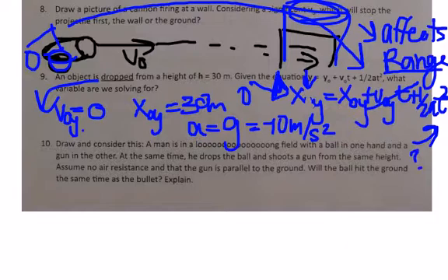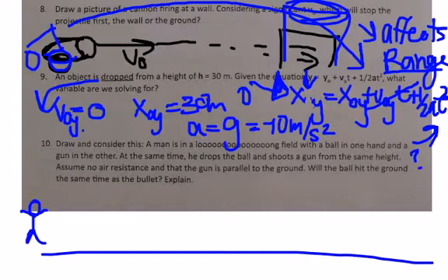All right, number 10. Draw and consider this. A man is in a long field, and he is not to scale. In one hand, he has a ball. The other hand, he has a poorly drawn gun. At the same time he drops the ball, he shoots the gun from the same height. Assume no air resistance and that the gun is parallel to the ground. So he's not shooting up, he's just shooting straight. Will the ball hit the ground at the same time as the bullet?